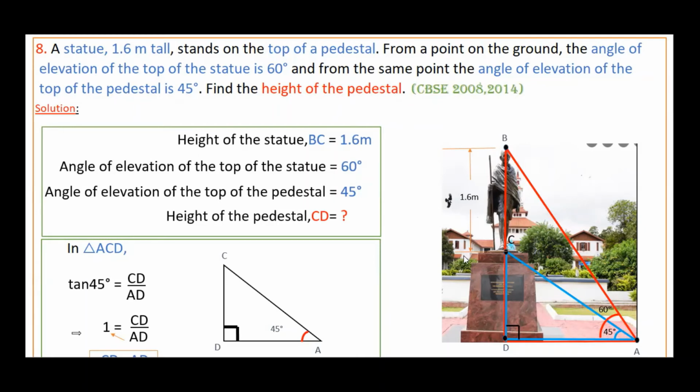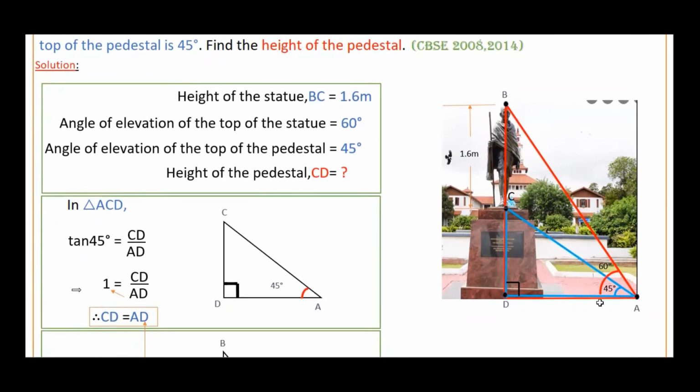So we have to find the height of the pedestal. This height you have to find, that is CD. So BC is given and these two angles are given. We have to find CD. This is also similar to the 7th problem. So you have to take the trigonometric ratio of tan theta here also, because this is the opposite side and this is a common side of these two triangles, AD.